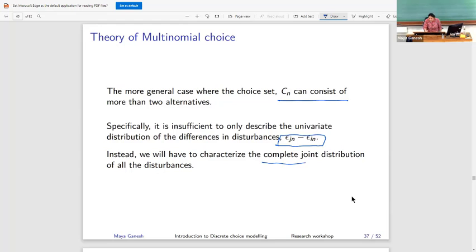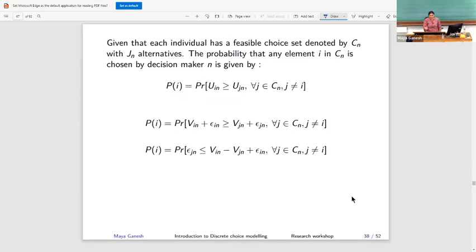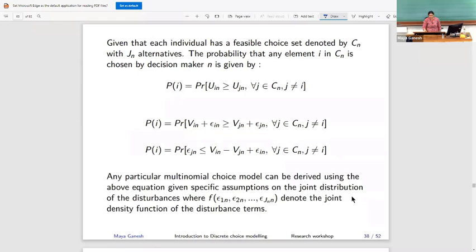Just like we said, if you assume uniform distribution, it leads to some other model. If you assume normal distribution, it leads to a probit model. If you assume logistic distribution, it led us to a binary logit model. Similarly, here again, you can choose multiple specifications for the disturbances, but the probability will follow through. Remember, what was the probability there? It was just the summation of e to the power v_jn and v_in. But here, because there are many such alternatives, it will just be the summation of e to the power v_jn.